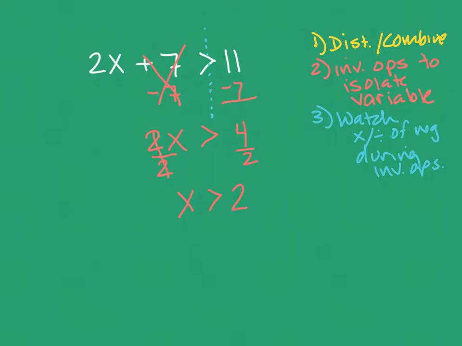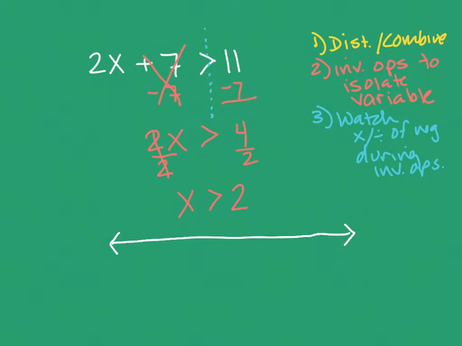Now, that means that there are a lot of answers. It can be 2, it can be 3, it can be 3.5, it could be 3.75, it could be 100. X could be a lot of answers. So the best way for us to represent what it is without having to list out every possibility forever and ever in our lives is to put it on a number line.